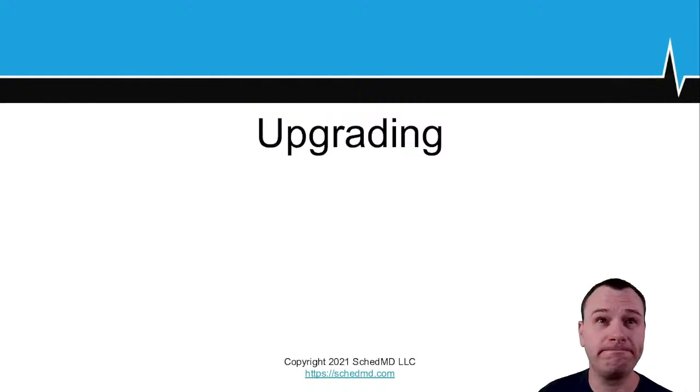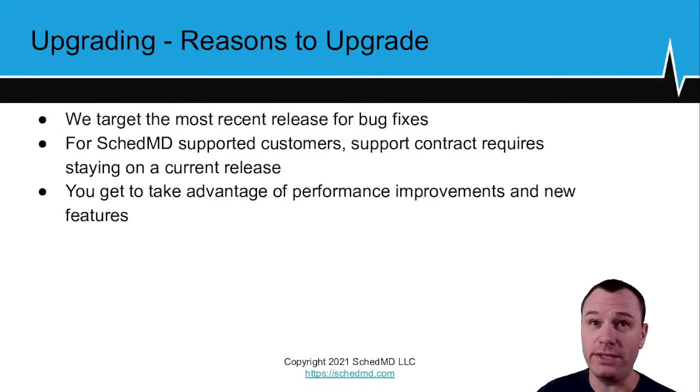Moving along to upgrading. There are a number of reasons to upgrade. Probably the most compelling is that we target the most recent release for bug fixes, which as of today is 21.08. Along these same lines, we continually optimize, rewrite code, and make scheduler improvements. So if you are on an older version such as 18.08, consider upgrading soon. For our supported clients, their support contracts require staying on a current release. Plus, by upgrading, you get to take advantage of all the performance and enhancements by staying current.